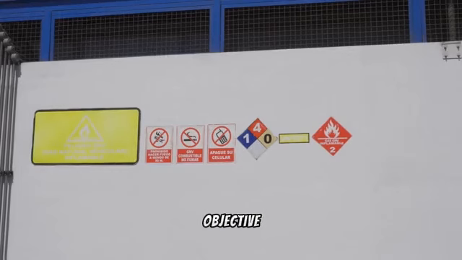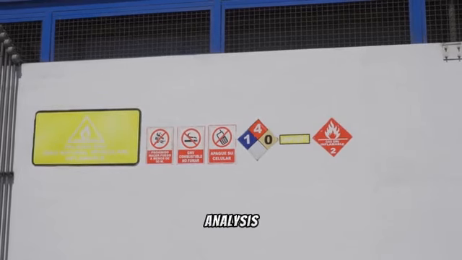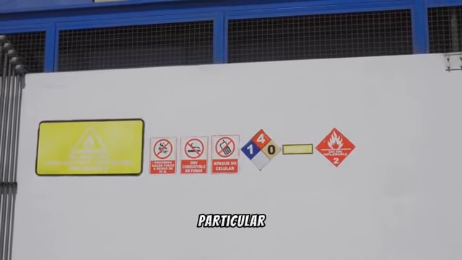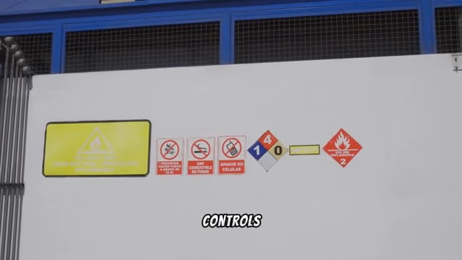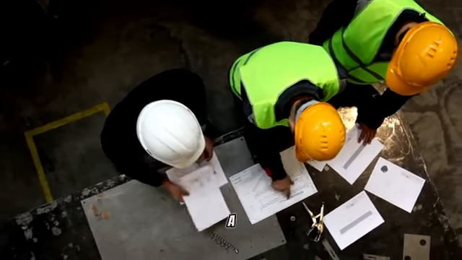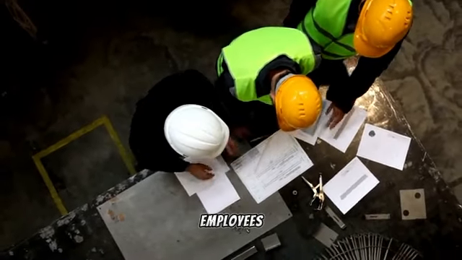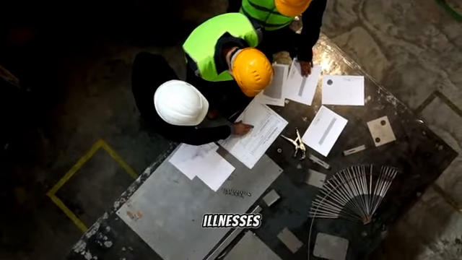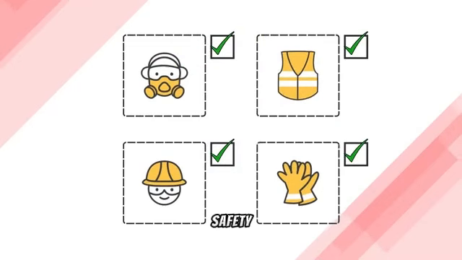The next thing we need to understand is, why should we conduct a job safety analysis? The main objective of conducting a job safety analysis is to identify the potential hazards and risks associated with a particular job and to develop effective controls to mitigate those risks. By doing so, employers can provide a safer working environment for their employees and reduce the likelihood of accidents, injuries, and illnesses. Now let's look at how to conduct a job safety analysis.